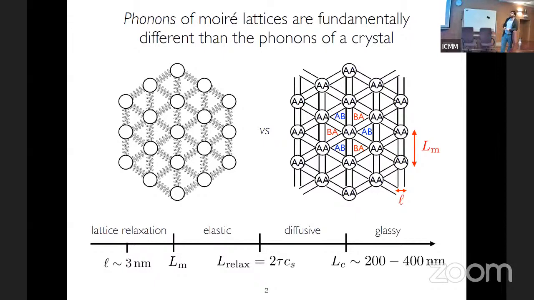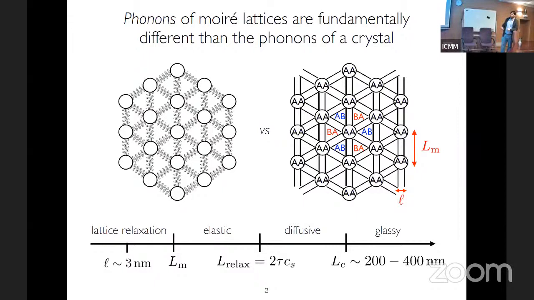Okay, but what I wanted to emphasize today is how these moiré superlattices respond to forces, to long wavelength forces, either internal, meaning forces between the two layers, which control this process of lattice relaxation, but which also discriminate between different regimes of dynamical response, which is what I'm trying to represent here.